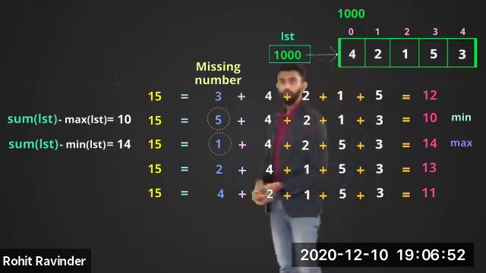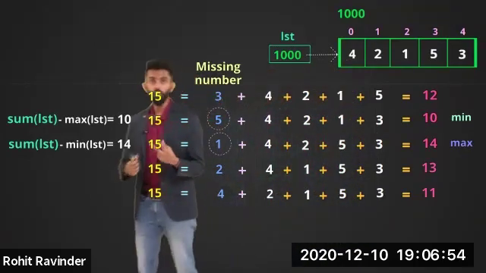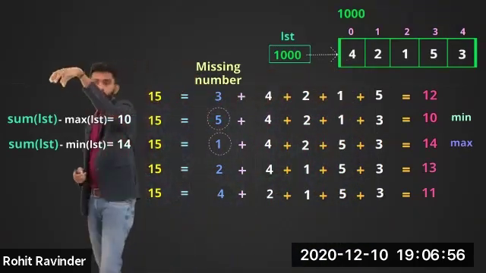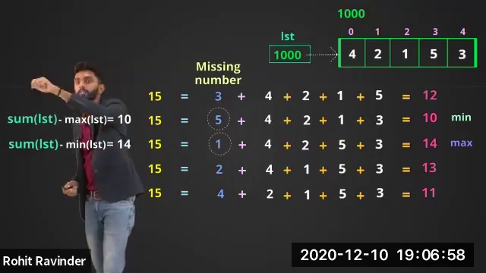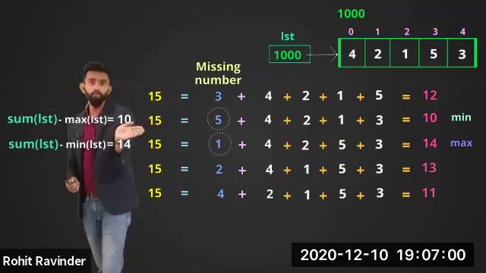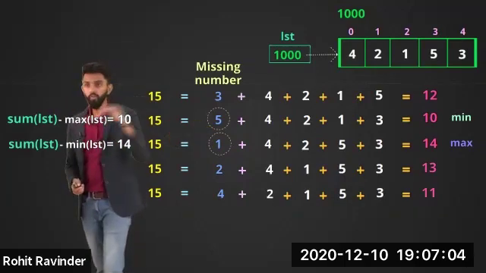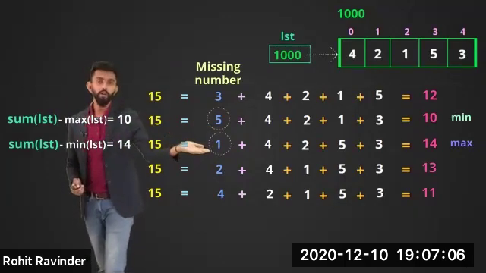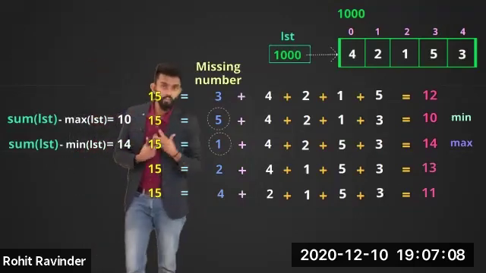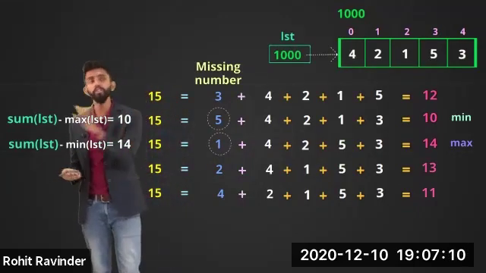Any confusion till here? Now there are two ways to do this solution. One is you can use a built-in function in Python. If you just tell sum of LST, it will give you 15. If you tell max of LST, it will give you 5. If you tell min of LST, it will give you 1. So if the HR doesn't have a problem with you using built-in functions, use this.